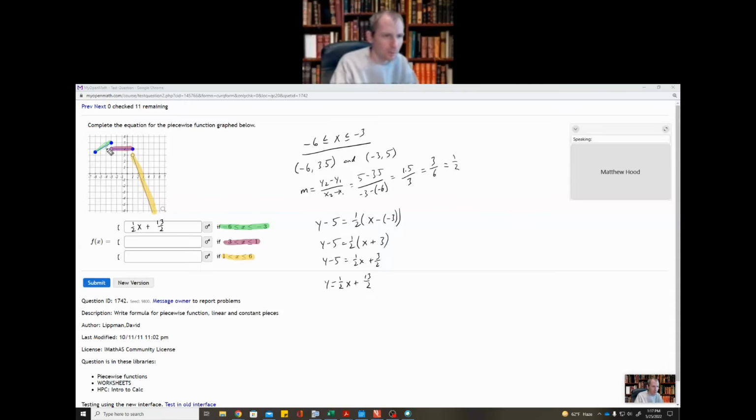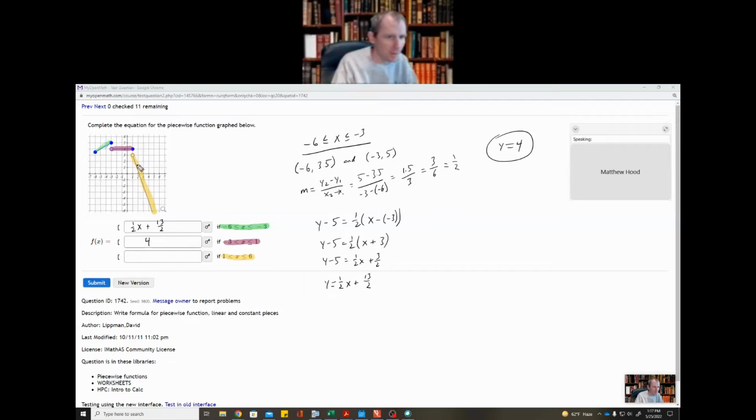Okay, the purple part is a horizontal line. No matter what my change in x is, the change in y is always 0. So the slope is 0, and the y value is always just 4. So on this piece of the domain, the output of the function is always just 4. The equation of that line would be y equals 4, but I can just write in 4 for my formula. So that part was easy.